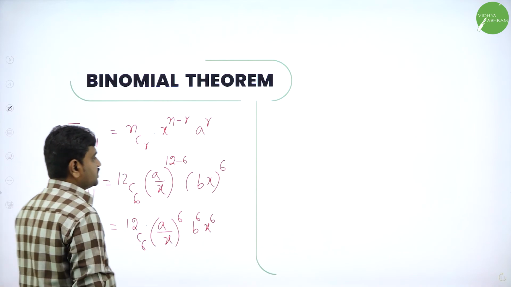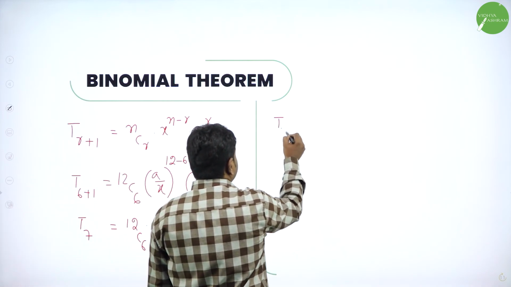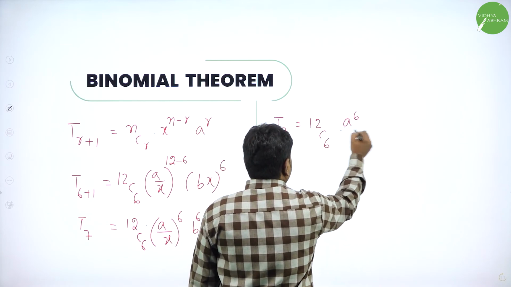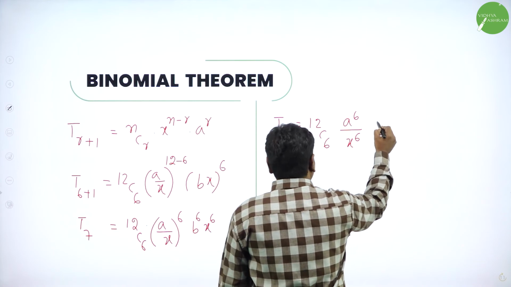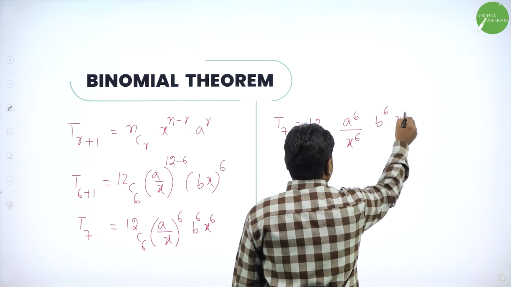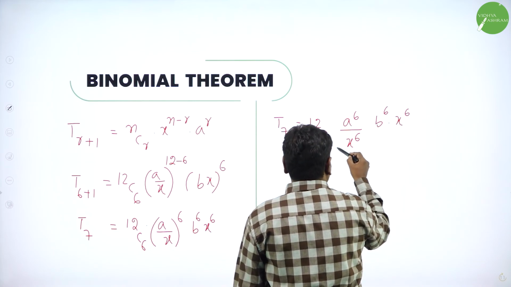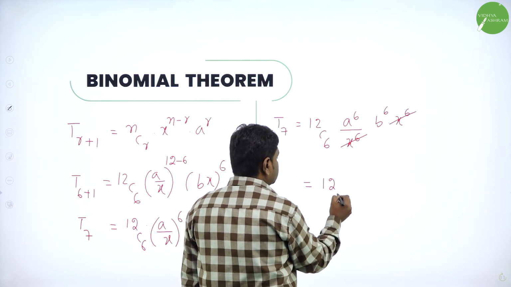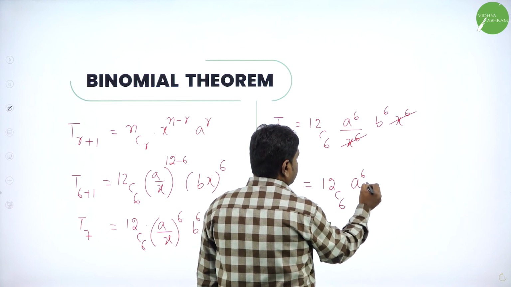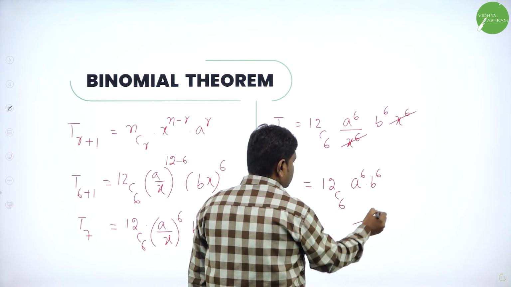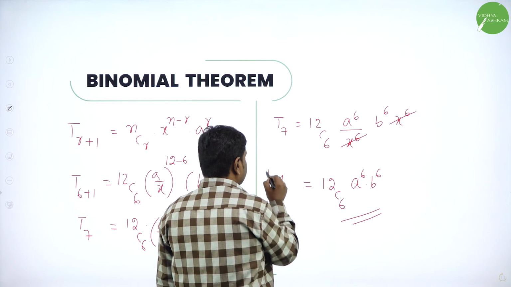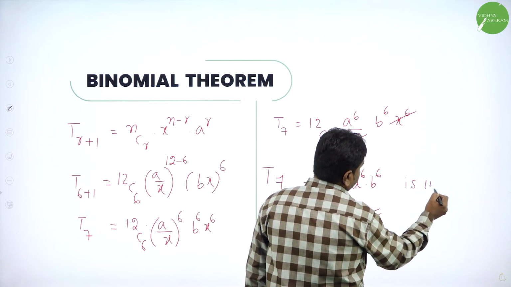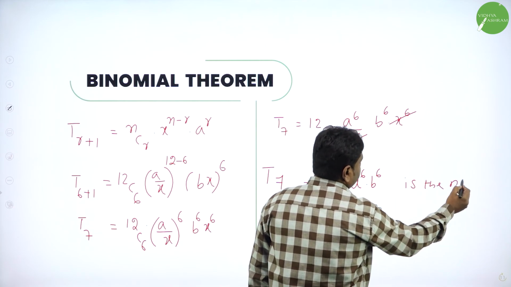Now take the 6 inside. So we'll get T7 is equal to 12C6 a power 6 by x power 6 into b power 6 into x power 6. So here I can cancel x power 6 and x power 6. We are left with 12C6 a power 6 b power 6, or (ab) the whole power 6. This is the middle term. T7 is equal to 12C6 a power 6 b power 6 is the middle term. And further, no need to expand this.